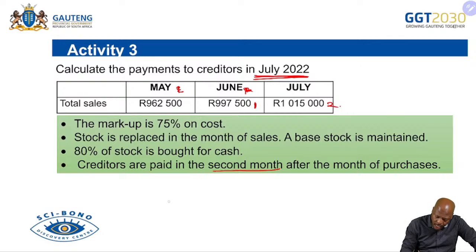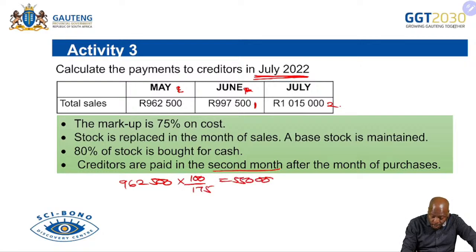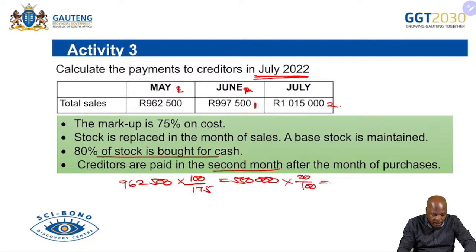All right. So you're going to come here and you're going to say your 962,500. And then you want to get your cost, which is 100 over 175. And then you get your 550,000. Then you say that of the 550,000, 80% is bought on cash. So we want the 20%, which is credit, multiplied by 20 over 100. That gives you 110,000. And creditors are paid in the second month after purchase.